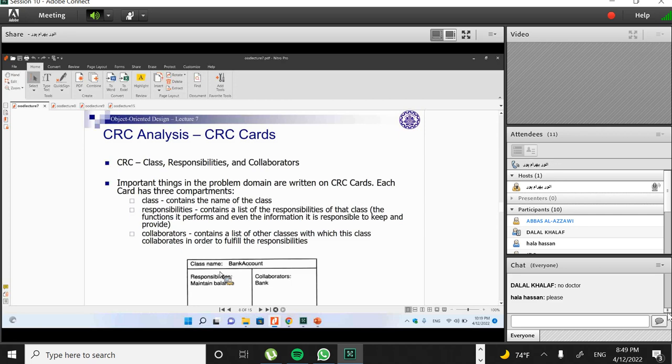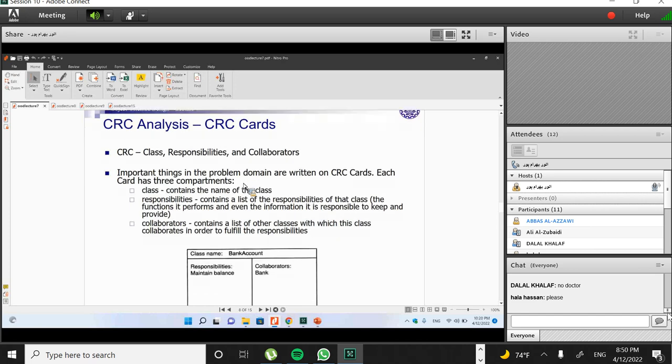But I think the CRC cards technique is new for you. As I told you before, CRC is the abbreviation of class, responsibilities, and collaborators. You know enough about class and responsibilities, but what are collaborators? All three of these terms are defined here in this slide. Important things in the problem domain are written on a CRC card.